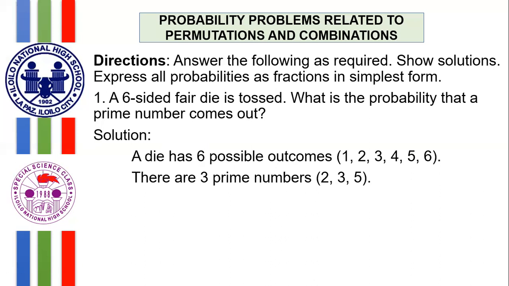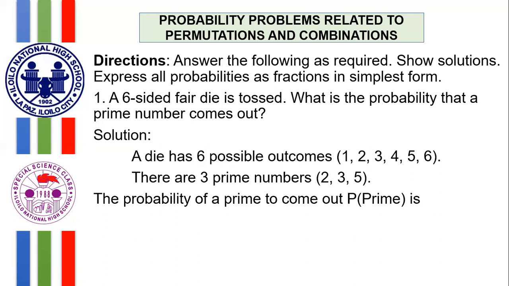And since there are 3 out of 6, or there are 3 favorable outcomes out of the 6 possible outcomes, then the probability of a prime to come out, let's denote it by P of prime, is equal to the total number of favorable outcomes, 3, all over the total number of outcomes, which is 6. And if you simplify 3 over 6, that would be 1/2.